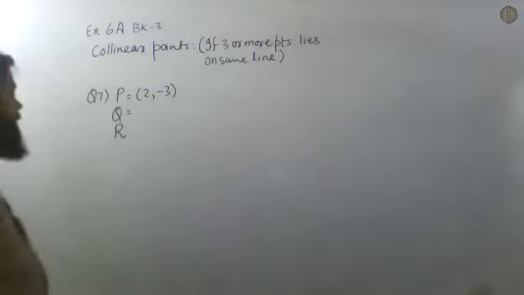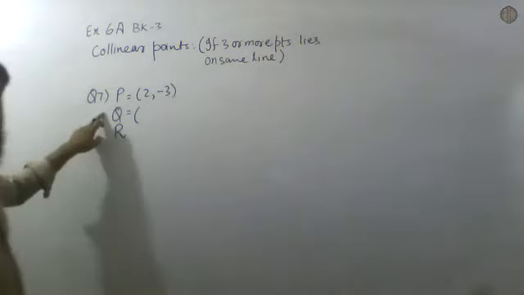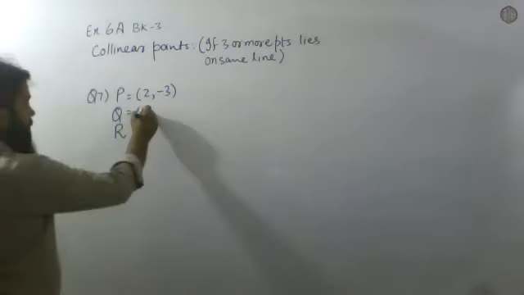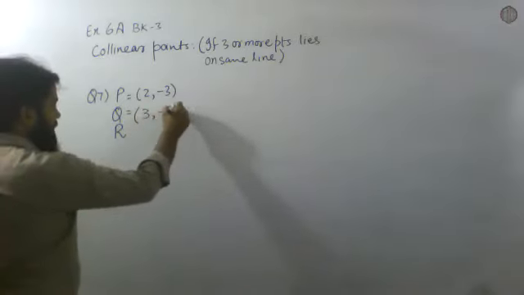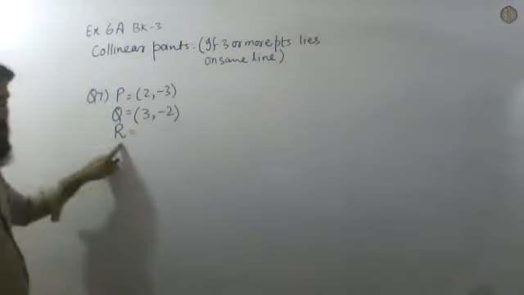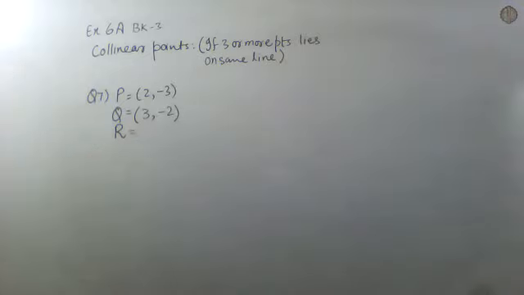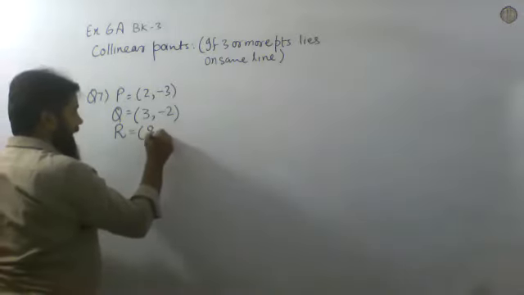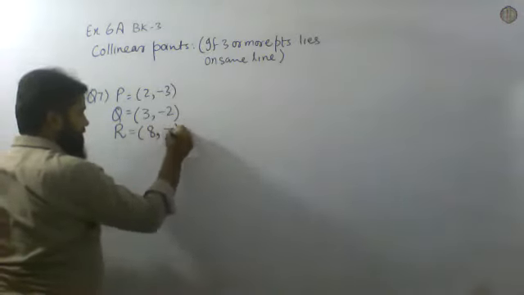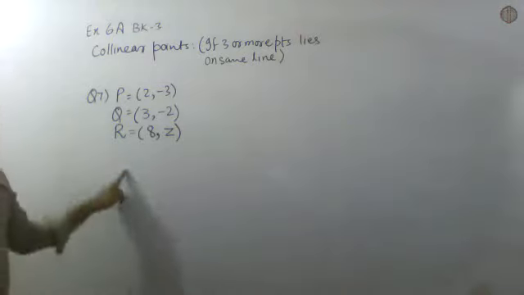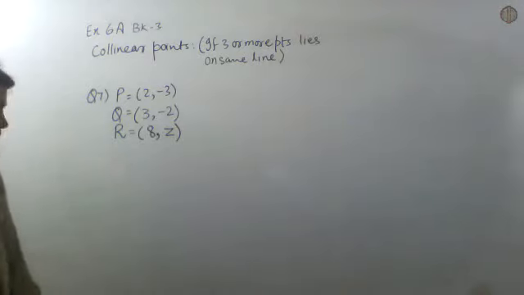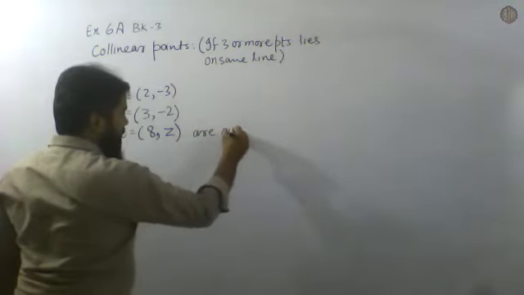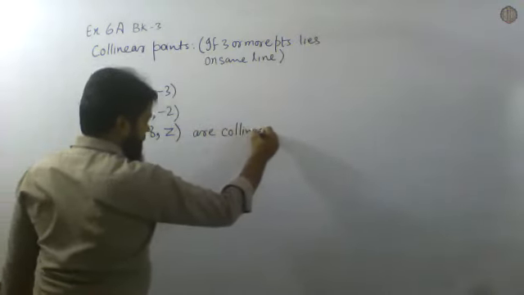The coordinate of Q is given 3 comma minus 2. And the coordinate of R is given to me as 8 comma Z. Okay, these 3 coordinates are given, and they are saying that they are collinear.